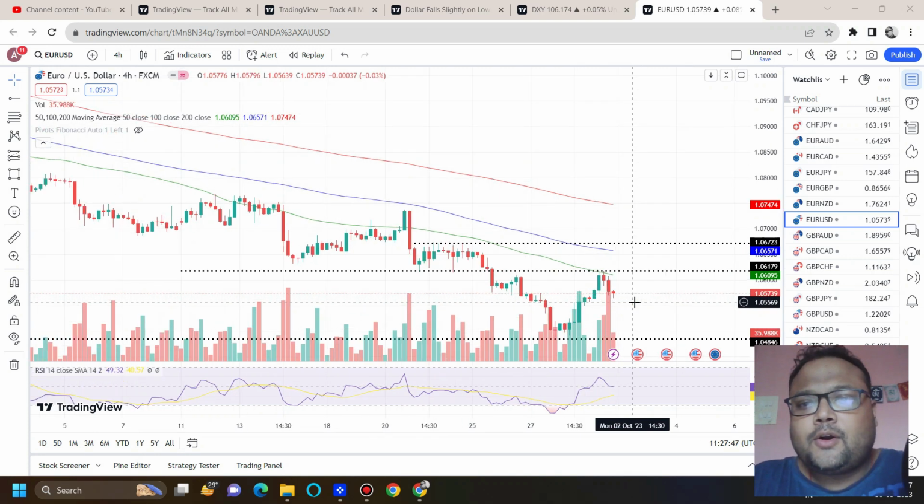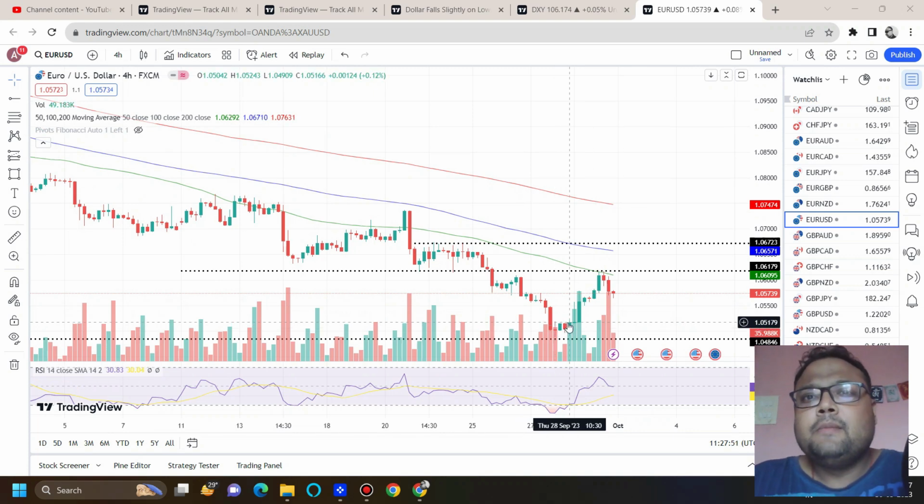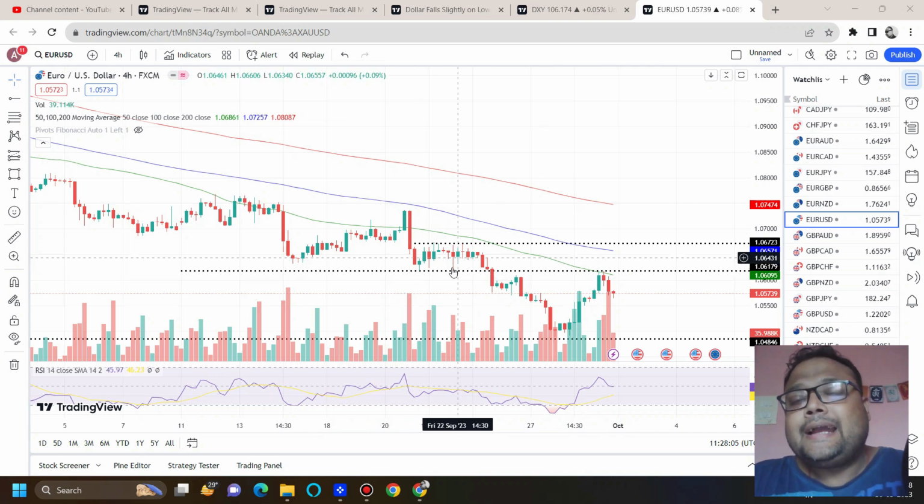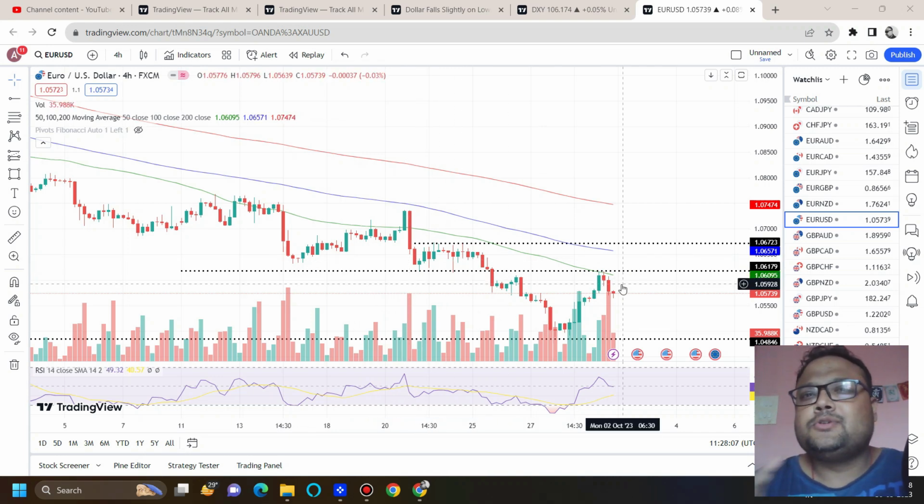While recording the video on Friday, Euro USD was in recovery mode, but we were still expecting some selling opportunity around the 1.0615 level, and it worked perfectly. We saw the market beautifully reversing from the 50 moving average as well as the previous support acting as resistance around 1.0615, 1.0620, and our sell position worked very well.